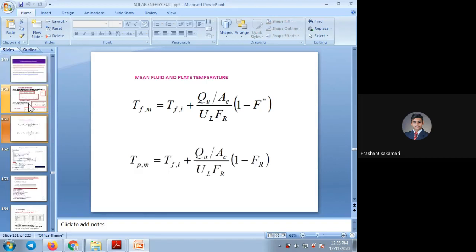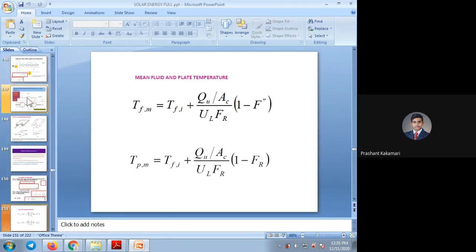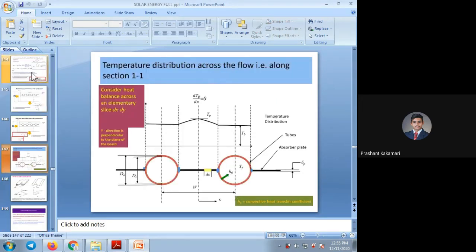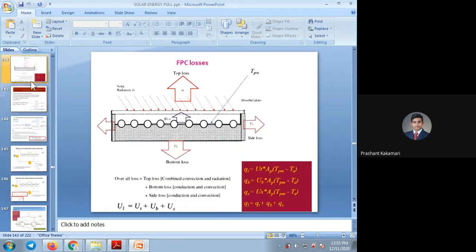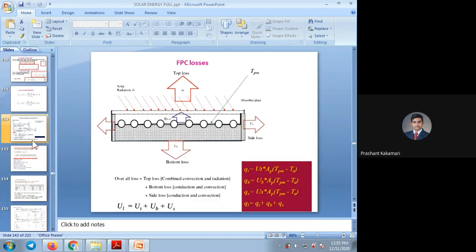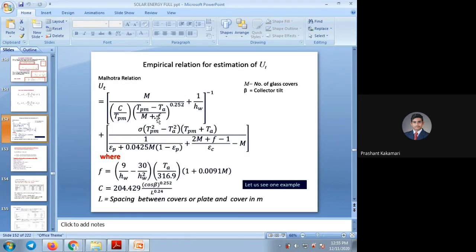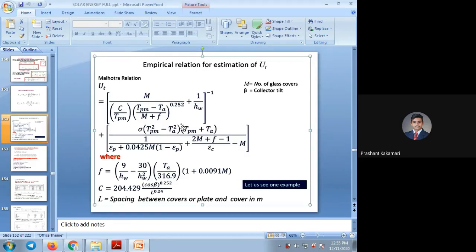Earlier I told you only the top, bottom, and side losses. Here in the syllabus, actually, we discussed only the top, bottom, and side losses with simple equations like radiation and convection. But in the empirical relation, he has taken all of them together and prepared one equation. This is not in our syllabus. Actually, this is for extra reference.